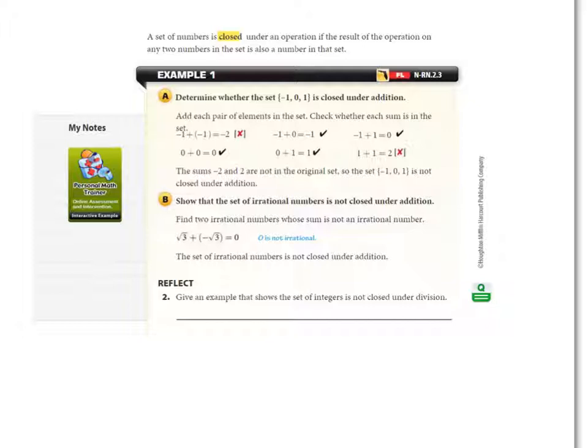So number 2 says to give an example that shows the set of integers, so think about what it means to be an integer, is not closed under division. So if you divide 2 integers, will it give you a number that you cannot label as an integer? So take a moment and see if you can come up with that, and then unpause it to see if it's one of the possible answers. And again, there are different possibilities here.